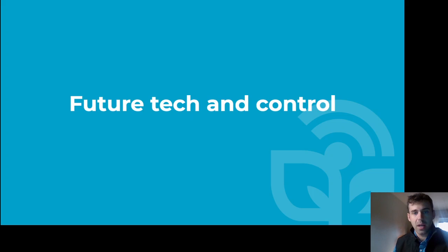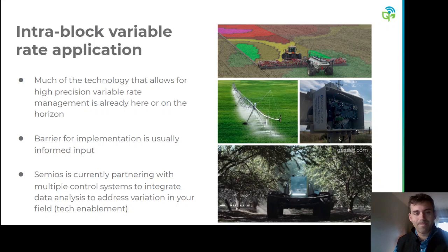So the future of technology and control, how can this help us? You might have noticed that I talked about specific blocks, and you could separate the management zones into blocks. That would be the most simple way to work with this. But of course, you could divide a block into different management zones and have different management depending on whether a tree is in one zone or another. And that would need some sort of control that we might not have right now.